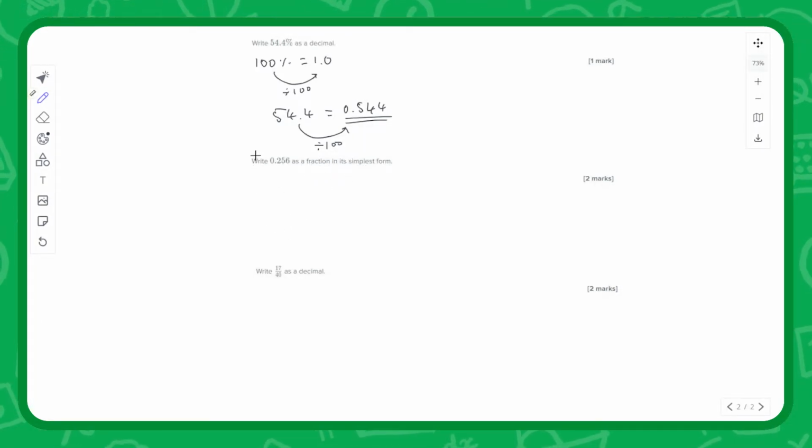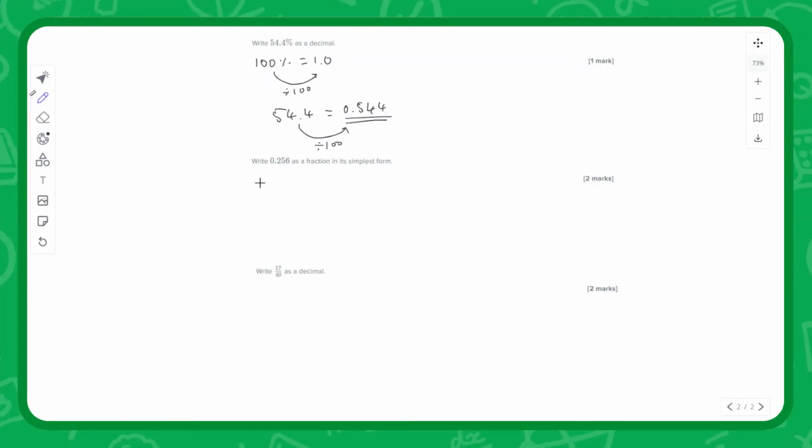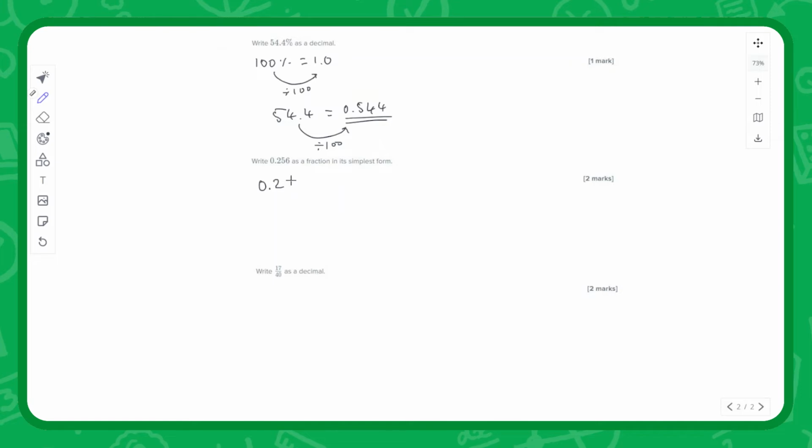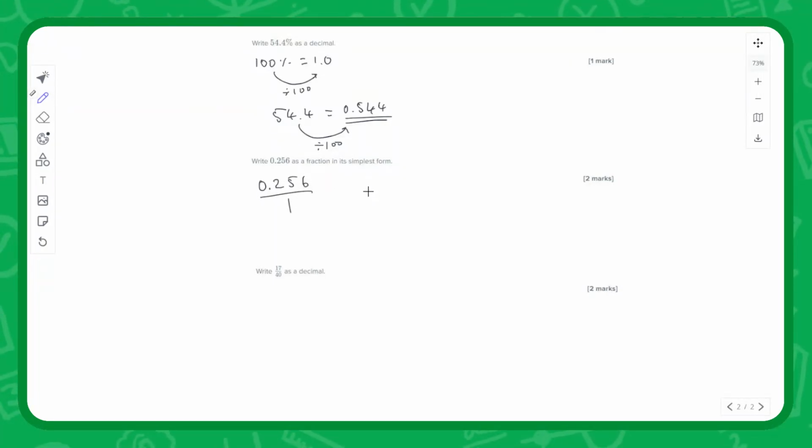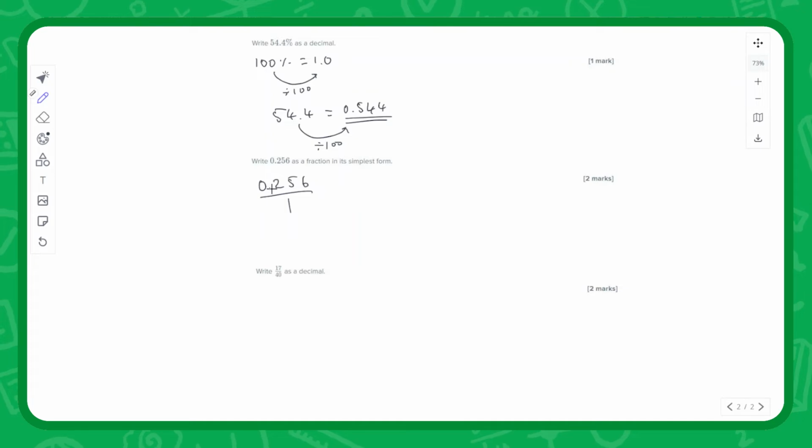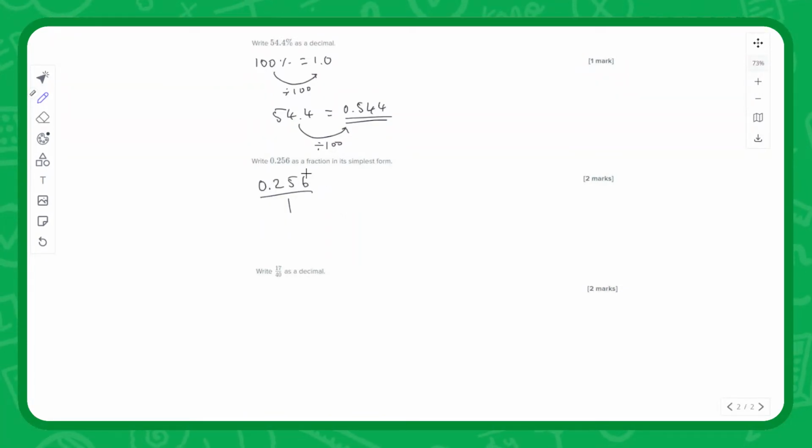0.256 as a fraction. Well, again, we can be really lazy and just write this as 0.256 over 1. That's technically a fraction, but we don't want to have any decimal places or decimal points in our numbers. So how can I get rid of this decimal point? Well, at the moment, if I look at this, I've got a digit in my thousandths column. And so to get all 3 digits out of being on the right of the decimal point, I've got to times by 1,000. And so I can times by 1,000 on the top and the bottom. This is going to give me 256 over 1,000.